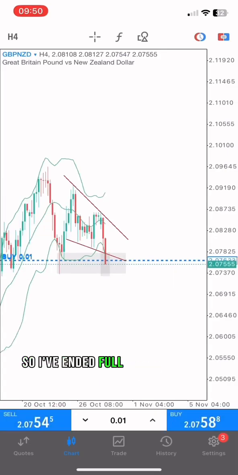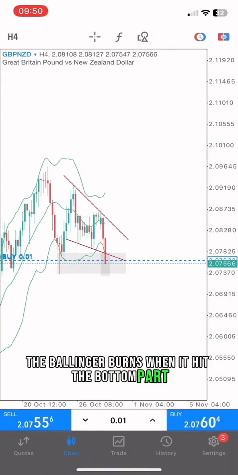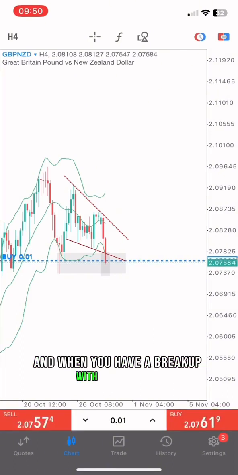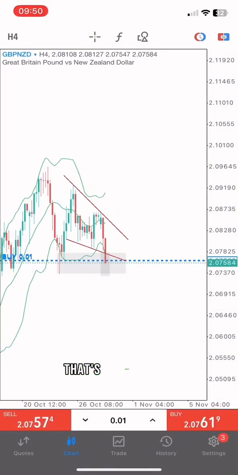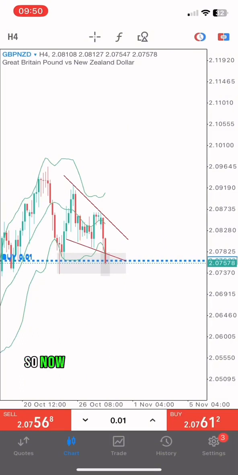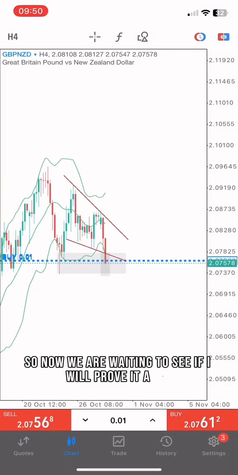So I've entered full margin for buy here, because I'm certain that the Bollinger Bands, when it hits the bottom part, it always retests. And when you have a breakout, you always have a retest. That's another one. So I have 3 reasons here for buying. So now we are waiting to see if I make profit or loss.